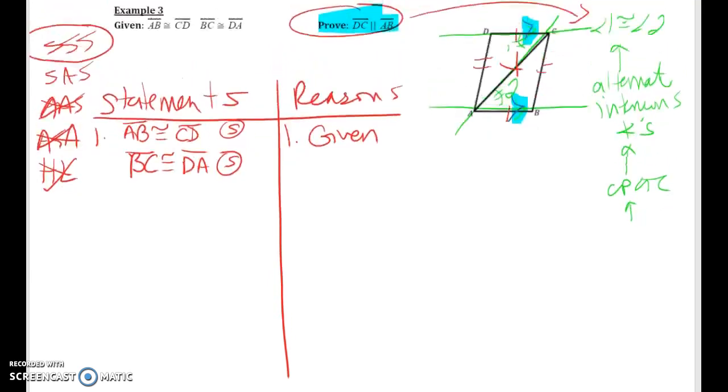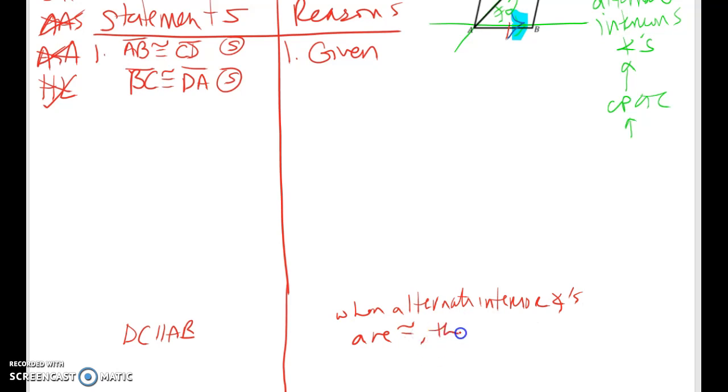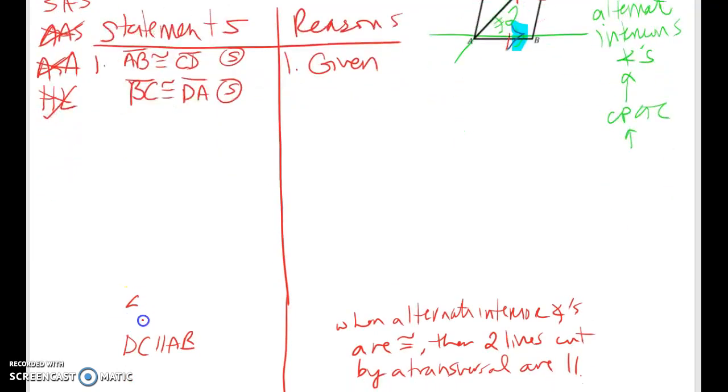And remember, if you know where you're going with this, we're going to end this proof with DC parallel to AB. And we know that that's going to be because when alternate interior angles are congruent, then two lines cut by a transversal are parallel. So I know that's where I'm going. I know I'm going to prove angle 1 congruent to angle 2 by CPCTC.